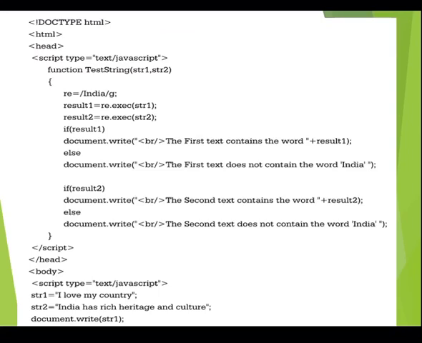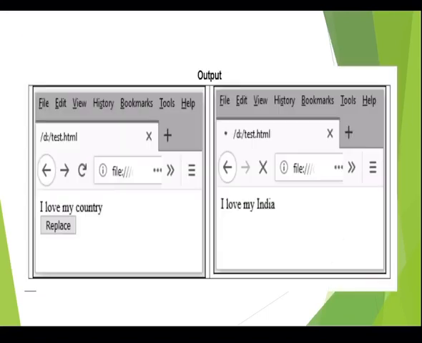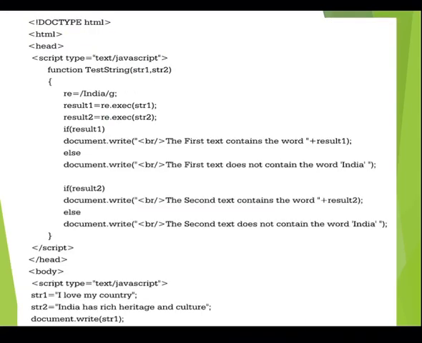So see HTML, then your head tag, then in the script tag we will write a function. Function name is string. In bracket we are going to pass two arguments, that is str1 comma str2. Okay, so re is equal to slash, that is your regular expression is slash India slash g, okay, and semicolon. So your regular expression will check if it contains the word India, okay.